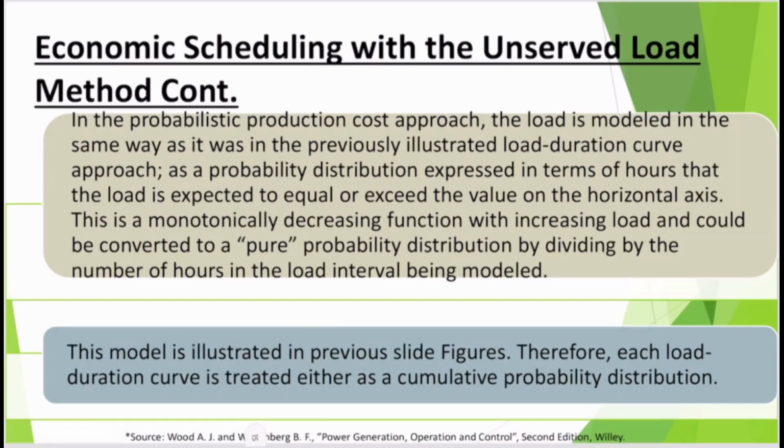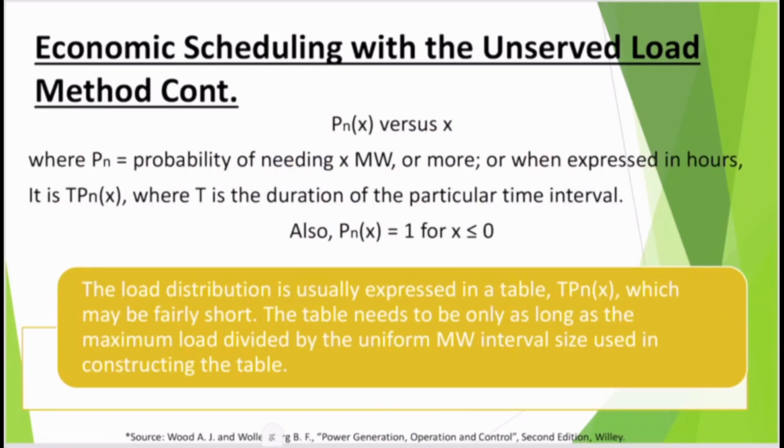Therefore, each load duration curve is treated as a cumulative probability distribution function, that is, Pn(x) versus x. So Pn is nothing but the probability of needing x megawatts. So you can draw a characteristic of x versus Pn(x): what is the probability of meeting that x?